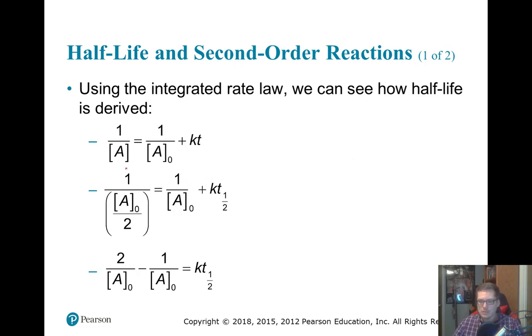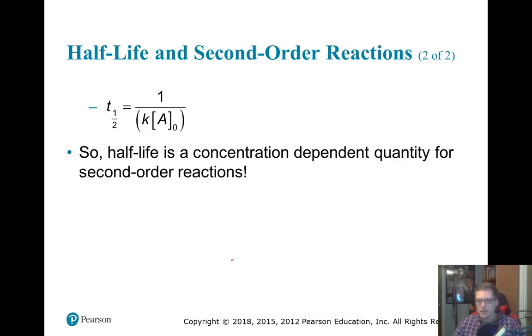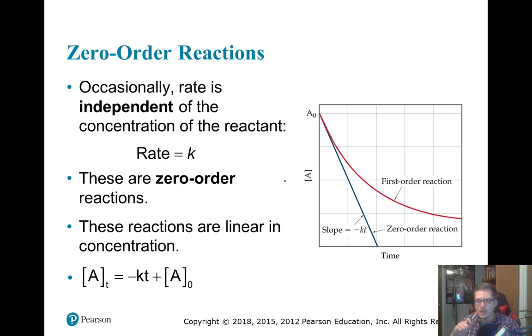Okay, that's pretty easy. Once again, we take our A and turn it into A naught over 2 and then solve for t 1/2. And eventually we get this right there. So the half-life is a concentration-dependent quantity for second order reactions, which is a little different than the first order reactions. In first order reactions, it didn't matter how much we started with. In second order reactions, it does. Our half-life changes depending on the concentration. Pretty bizarre.